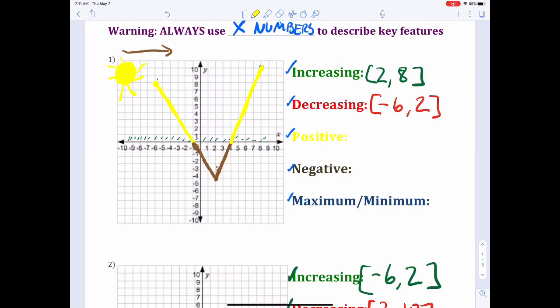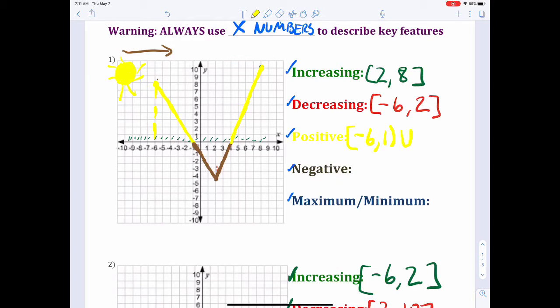You're above the ground. So to write where we're positive, we'll still use our X numbers. So we start being positive right there at -6, and we stop being positive at 1. I usually open parentheses there because we're technically not positive at 1. We're 0.